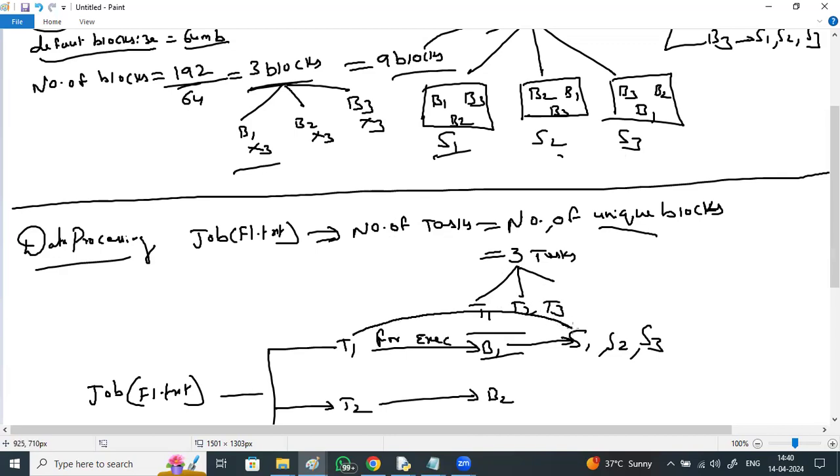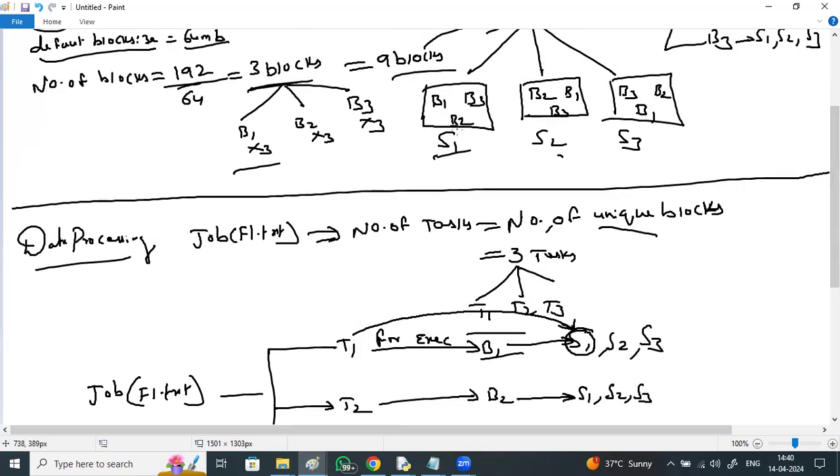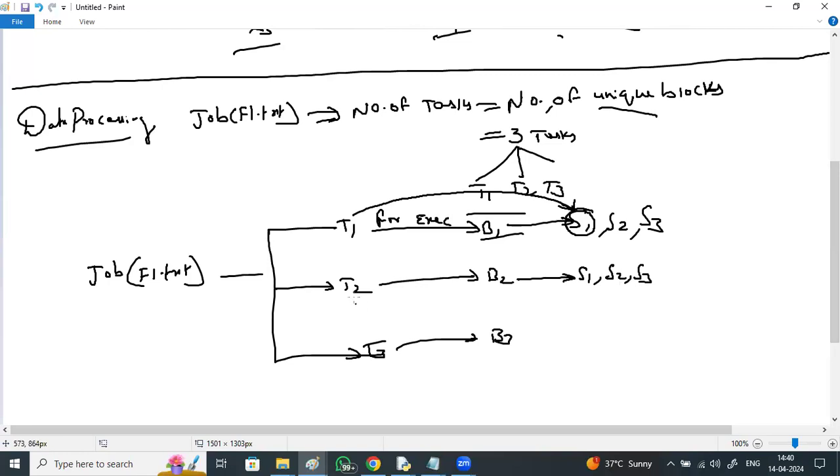Assume the master node has selected S1 only for executing T1. Later I will discuss what criteria is followed in assigning a task to a particular slave. This T2 task also can be executed by S1, S2, and S3 because B2 is present in S1, S2, and S3. In the previous examples, B2 was present in S2 only, so S2 only should execute. But here, assume the master node has selected S2 only for executing the T2 task.